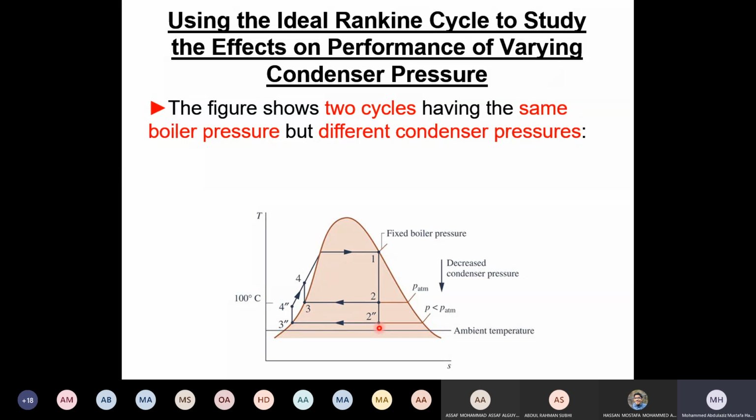This value x here is very important to us. In practice, x here has to be close to 1. Why? Because this is at the exit of the turbine, and the turbine has blades, and these are droplets here. When you have a droplet on the turbine blade, it will cause erosion. Do you know what erosion is or not?